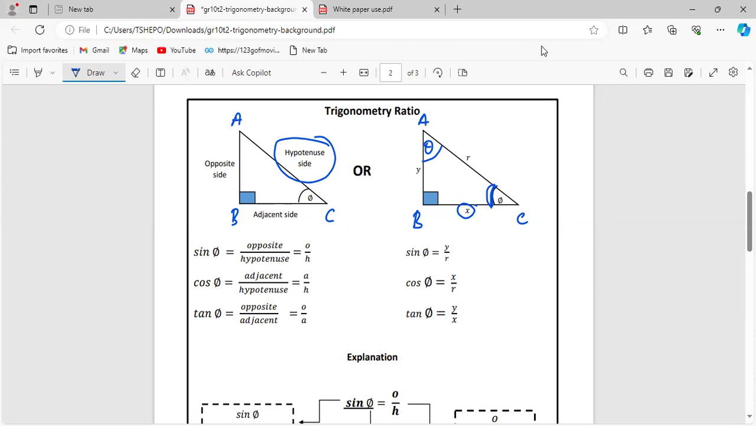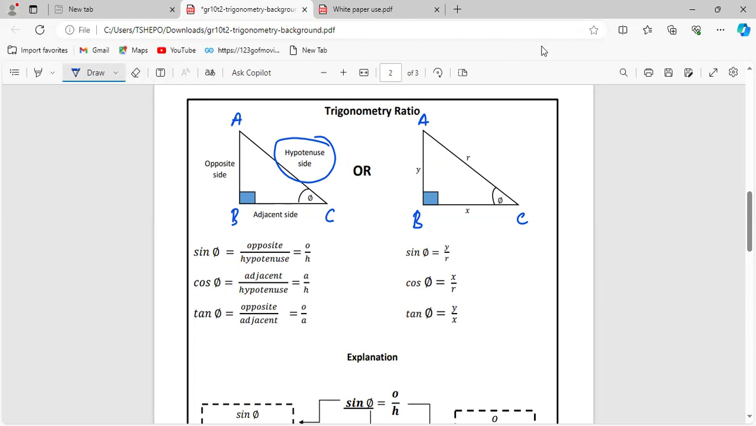So like I said, there are three trig ratios that we are actually going to learn: the sine ratio, the cos ratio, and the tan ratio. When you talk about the sine ratio, let's refer to the diagram again. Let me erase all of this so that you don't get confused. Now, if we want to use angle phi in this case, let's go back to the diagram.